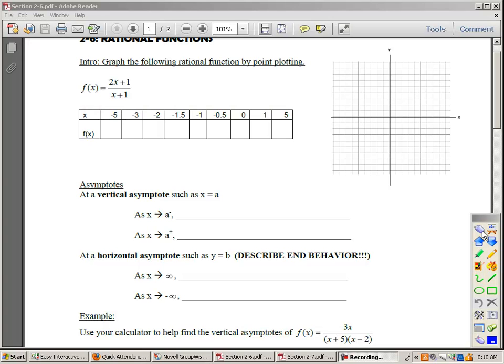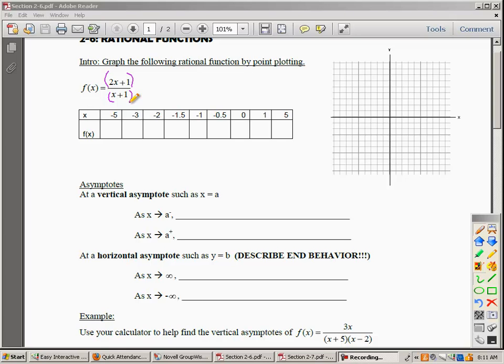Welcome to section 2.6. We're talking about rational functions today. We want to start by doing the intro. I would like you to put this first function into your graphing calculator. Please make sure that when you put it in your y equals that you put parentheses around the top and the bottom. We're then going to go to the table and look at some values. So if you'd like, pause this video a second, fill this in, and then you can double check with us.